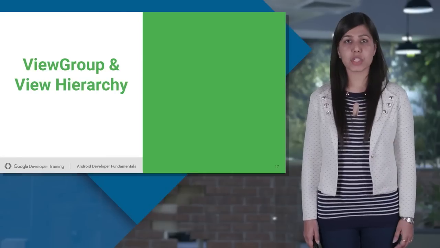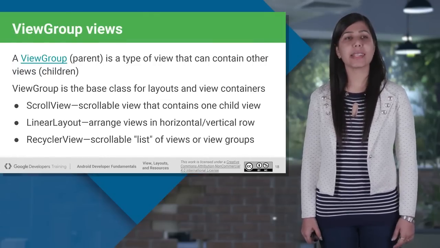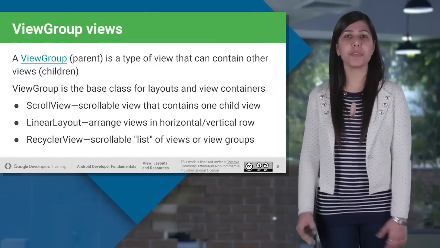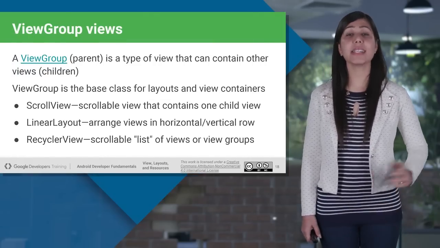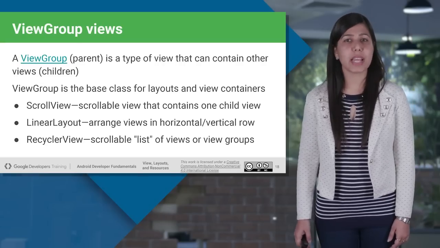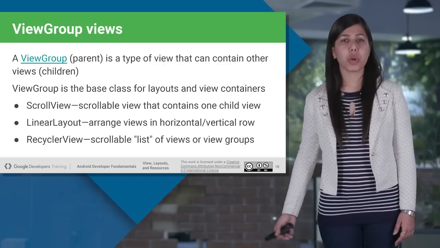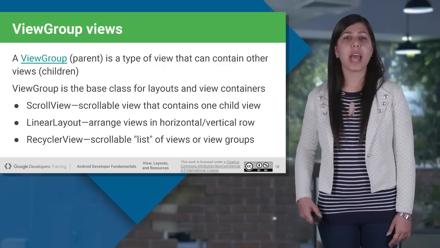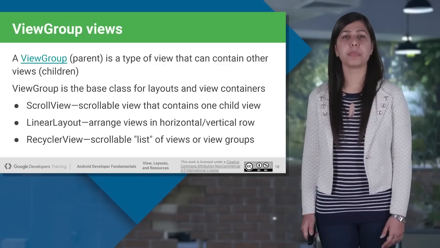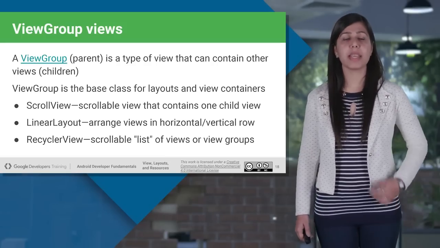Now the next topic is view group and view hierarchy. A view group acts as a parent to contain all the views inside it. It acts as a container for the views. A view group is a base class for layouts and view components. Examples are scroll view, linear layout, and recycler view. A scroll view is the one which contains the view components in a scrollable view.